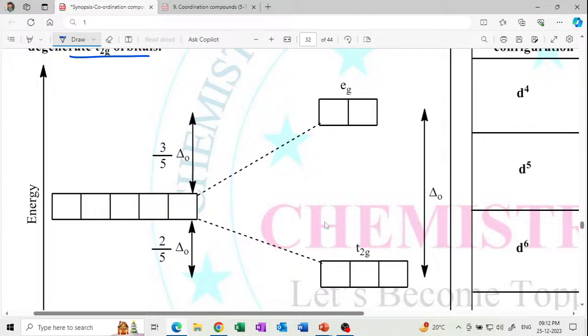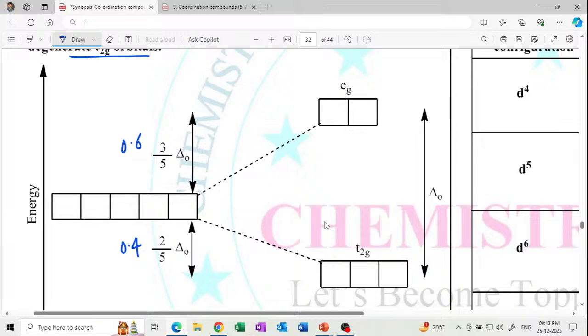So this is the EG and this is T2G. And the separation between them is what? Delta O. O stands for octahedral. So this is the 3/5, this is 2/5. That's the 3/5, which is how much? 0.6, and this is the 2/5, which is 0.4. Get it? Clear? OK, remember the diagram.